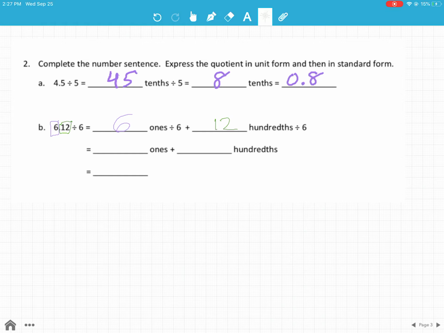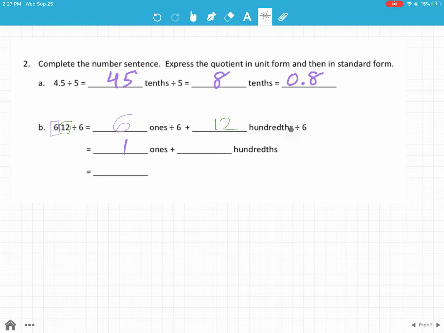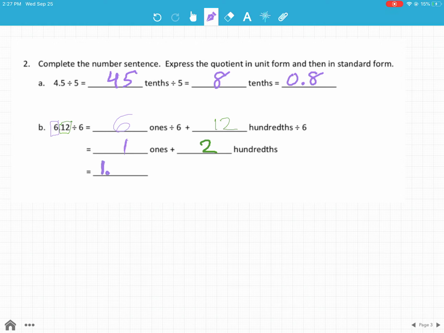Hopefully you see that 6 divided by 6 is an easy answer. It's 1. And then we have 12 divided by 6. Again, easy answer, 2. Now here's where we have to be careful. We know it's 1, and we know that this one over here, be careful where you put the 2, is 0.2. So we're going to put 1 and 0.2, 2 hundredths. Okay? We'll have some more examples of this in a sec.